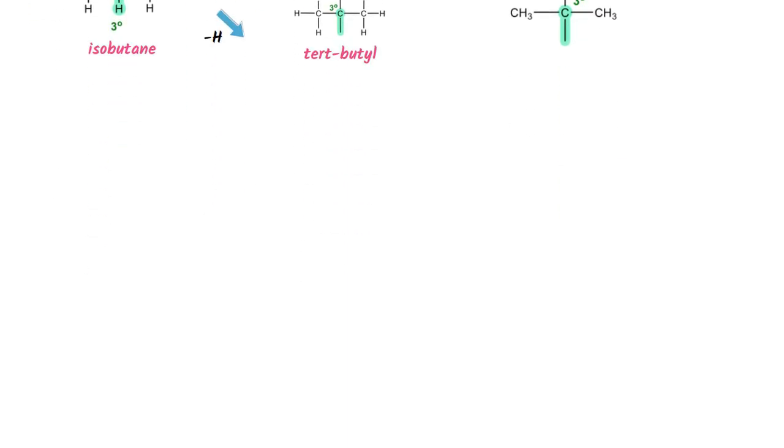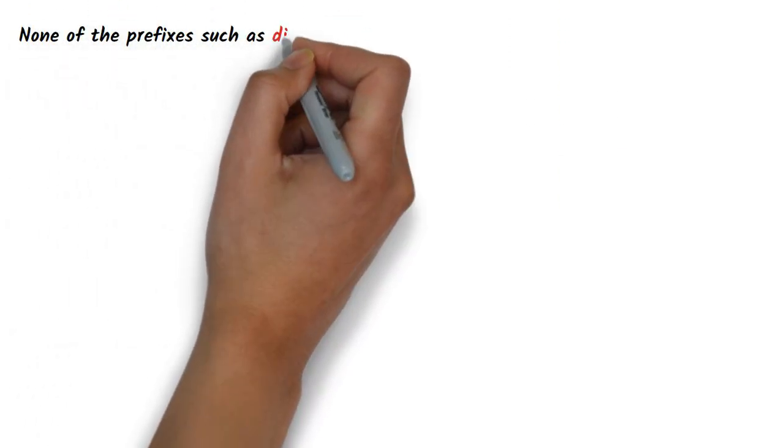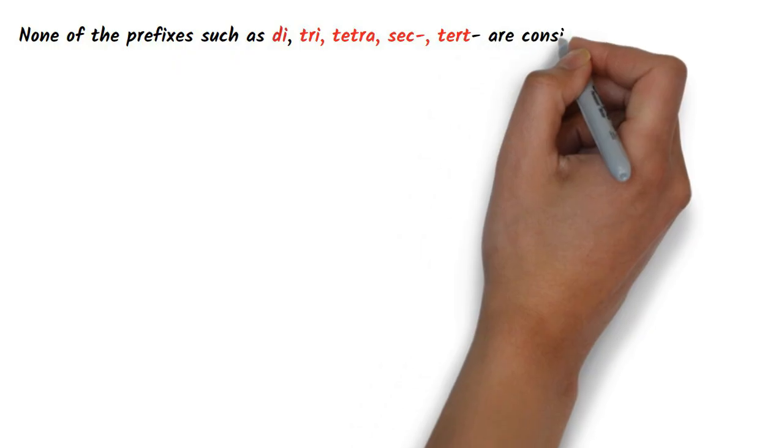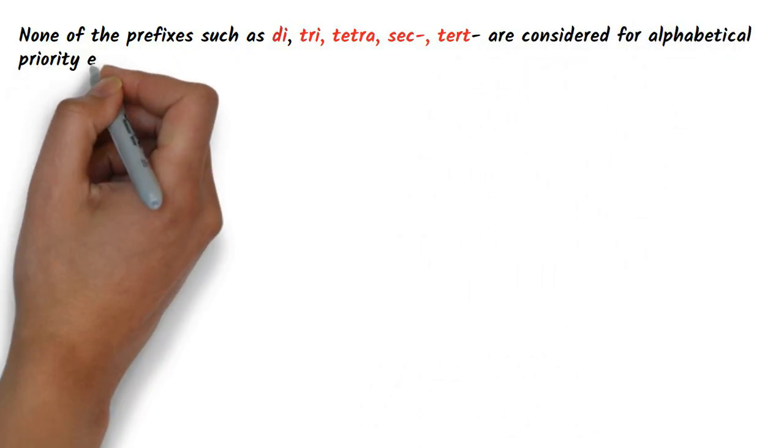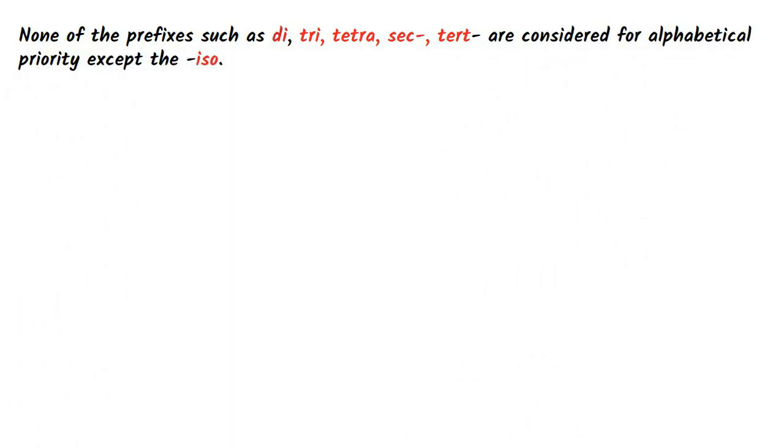Now an important point to remember here is that none of the prefixes such as di for 2, tri for 3, tetra for 4, sec for secondary, tert for tertiary, are considered for alphabetical order except the iso, which is considered for alphabetical priority, whenever present.